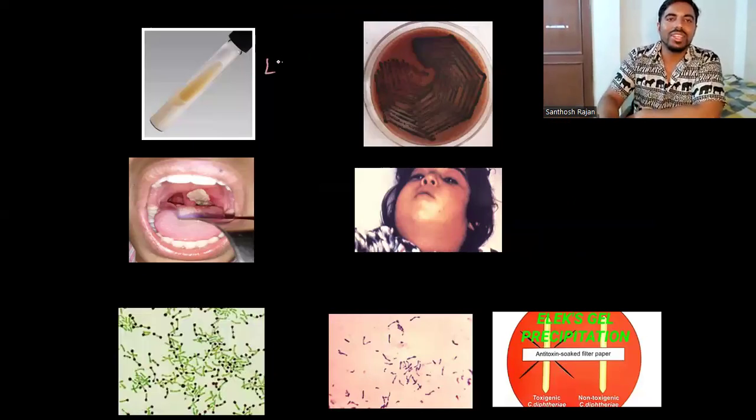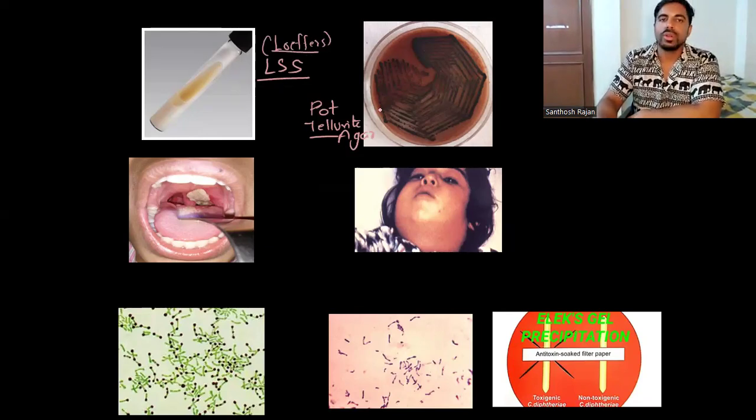So this is LSS media, Loeffler's serum slope. And this is potassium tellurite agar. I always tell the interns not to loaf around, because this is Loeffler's. In which disease shouldn't you loaf around? This is serum based, Loeffler's serum slope, and potassium tellurite agar. This is usually the fast one. So it is a fast result. You get the result within 8 hours. But this potassium tellurite is long. It is a selective media, but it takes 48 hours for the growth. Long time.